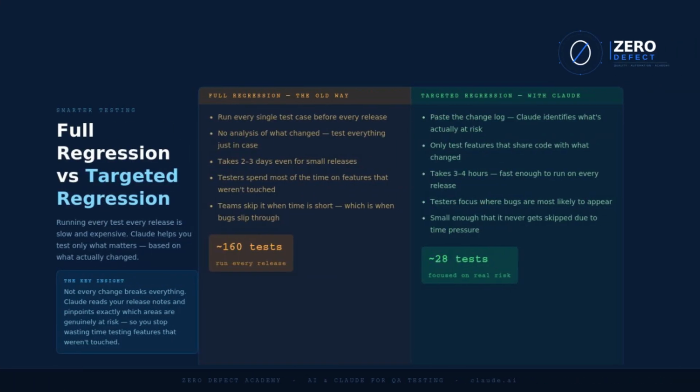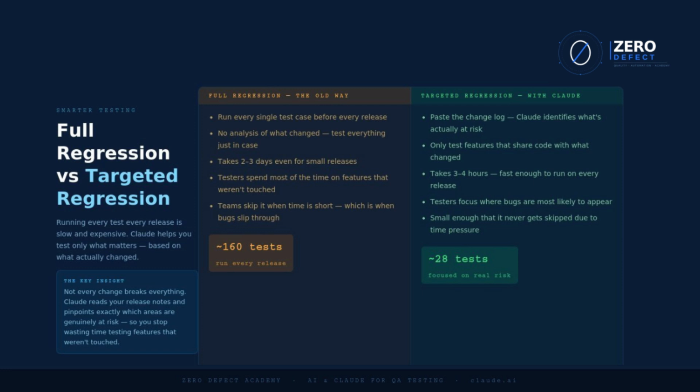Let's talk about why targeted regression matters so much in practice. A full regression means running every single test case before every release. No analysis of what changed. Just test everything just in case. That takes 2 to 3 days. And what usually happens when a sprint is tight and the release is on Friday, the regression gets skipped, which is exactly when bugs slip through.